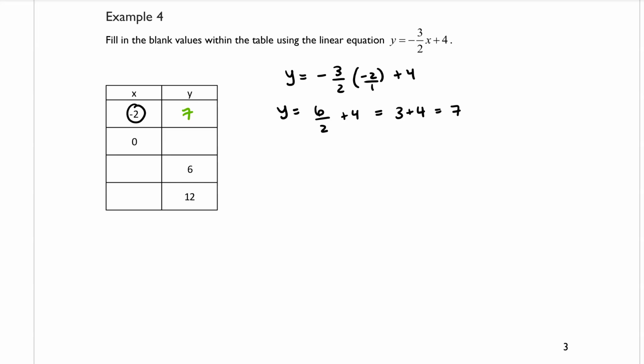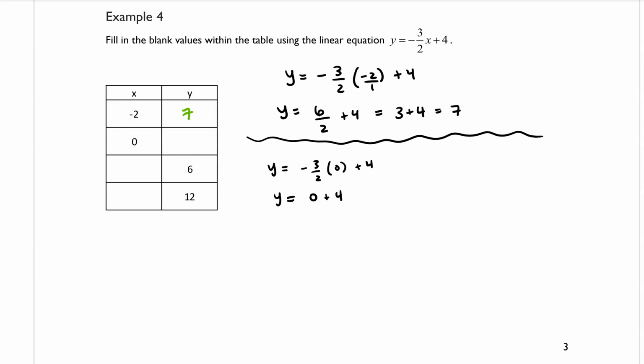So now we want to figure out what our y value is when we plug in 0 for x. So y = -3/2 times 0 plus 4. We know that a number times 0 is just 0, and 0 plus 4 is 4. So that's going to be 4. Hopefully you might say to yourself, hey, this looks like it might be the y-intercept. And if you said that, you would be correct. So for this equation, the ordered pair (0, 4) would be the y-intercept.